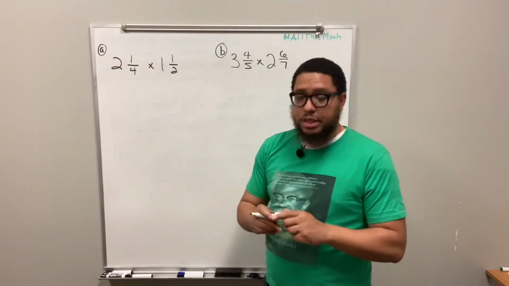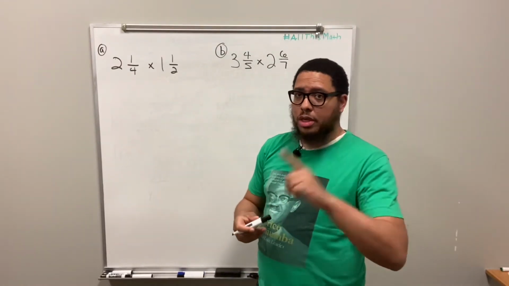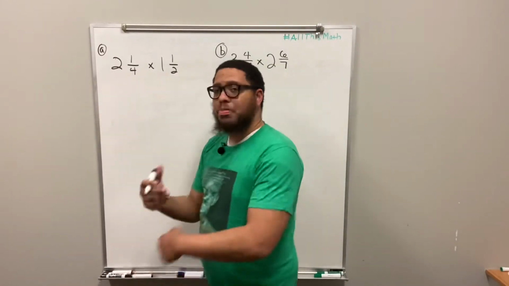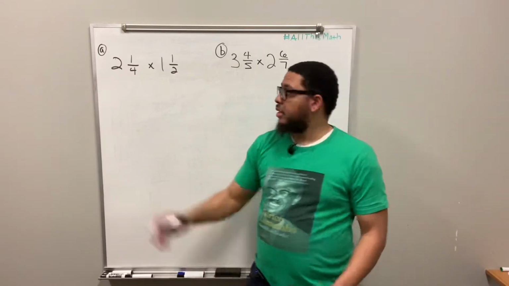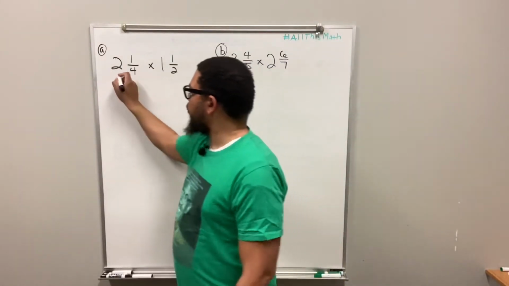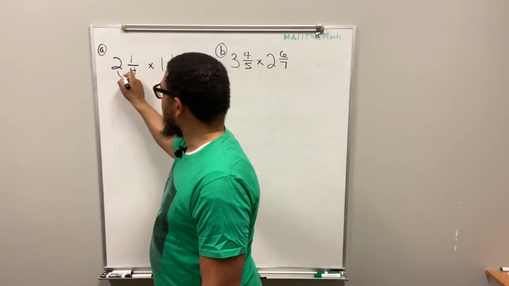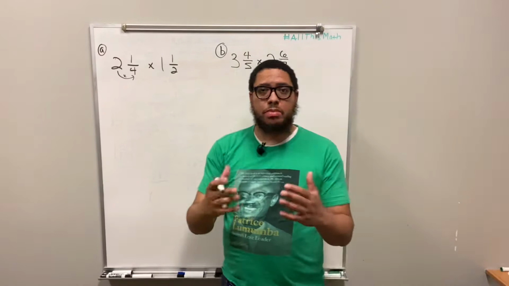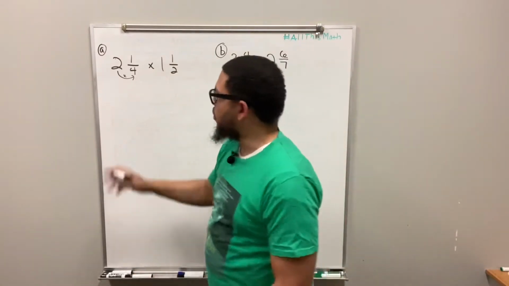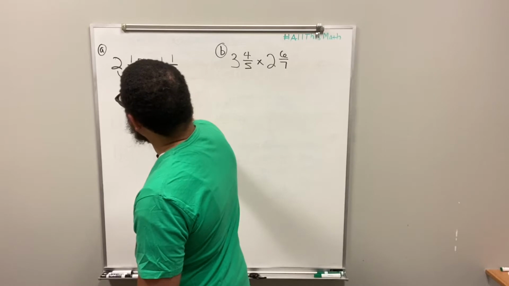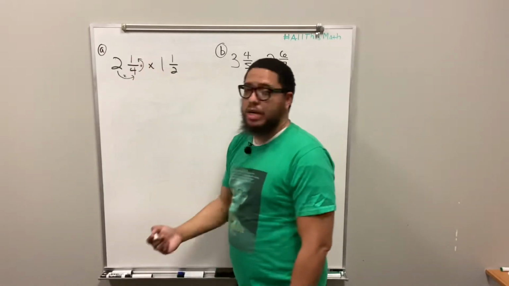You convert the mixed numbers into fractions by taking the whole number. You start with the whole number, this 2. You multiply it by the denominator, the number at the bottom of the fraction, right? So you do 2 times 4, and you get that product. You know 2 times 4 is 8 because you know your multiplication facts. Then you take that 8 and you add it to the 1. 8 plus 1 gives you 9.